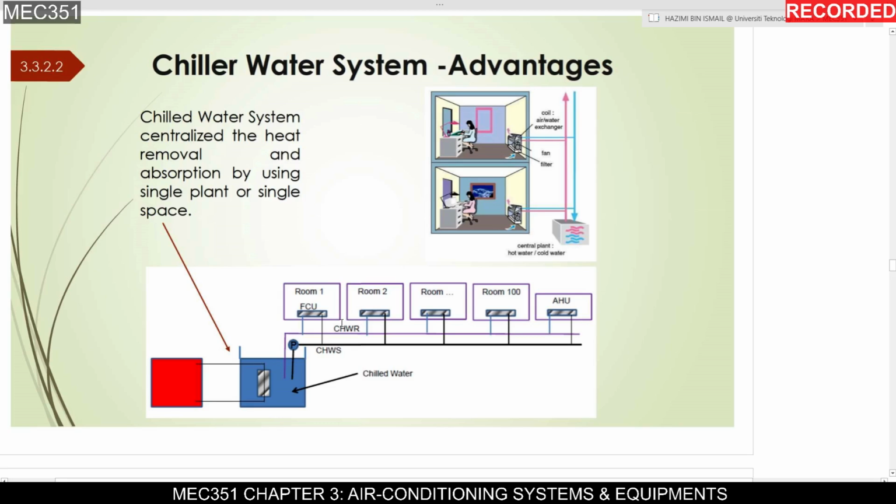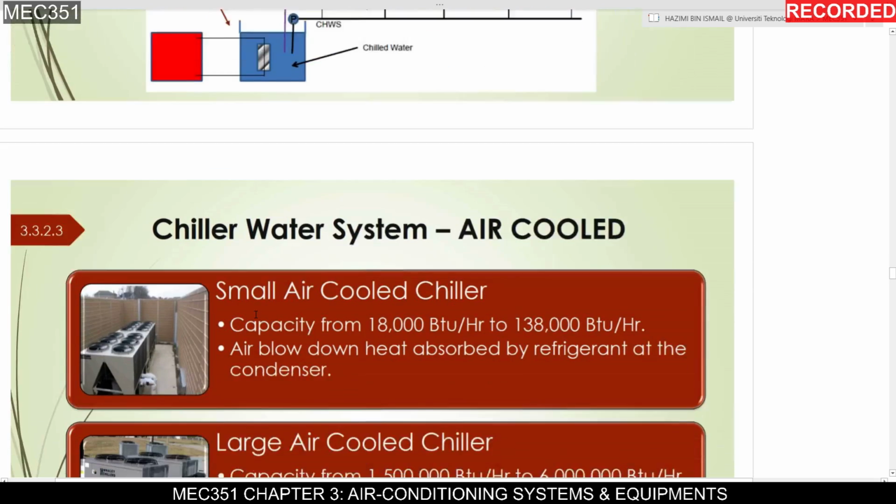Okay, so here in the room we will have conditioned air, a thermal comfort air, and the heat will be processed by the chiller, and then removed to the surrounding, either using direct air cool, or we will use the cooling tower if it is using the water cooling method.